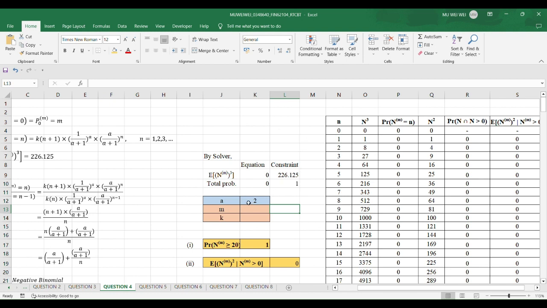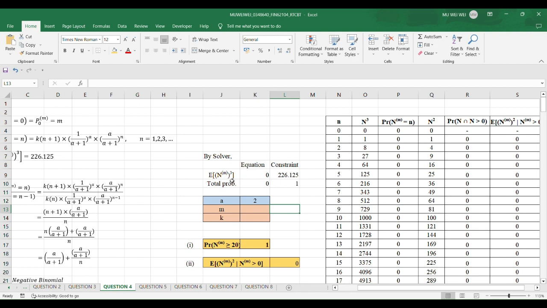After solving for a equals 2, we can see we still have two unknown variables, which are m and k. So we can use the given information provided by the question to solve for m and k by using the Solver function in Excel. I used two different equations to solve for m and k, and the first equation will be the third moment of N_M.